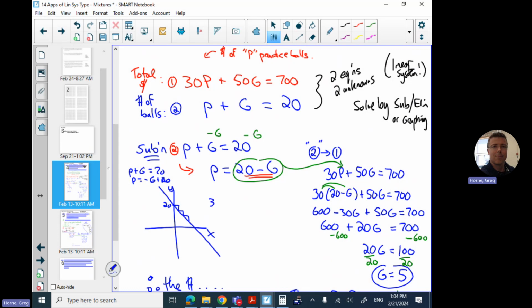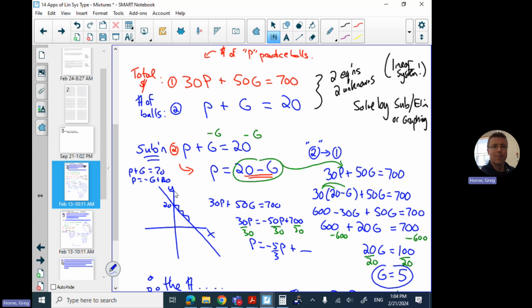The other one you have to solve for P. You have 30P plus 50G equals 700. So we're going to solve for the 30P by subtracting 50G from both sides. Keep it in the same order as the y equals mx plus b equation. Then divide both sides by 30. So you have a P equation with a slope of negative 50 over 30, or negative 5 over 3, and then 700 over 30 as your y-intercept.